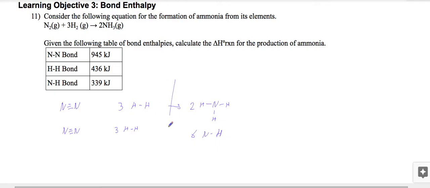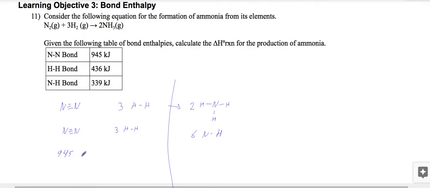And we'll just go through and do the work. I haven't done this problem yet, so I'm not going to do the math right now. You need to take 945. Now notice it says nitrogen-nitrogen bond. There's just one line there. All it's indicating is that it's the nitrogen-nitrogen bond. Don't worry about the triple bond here that is missing.